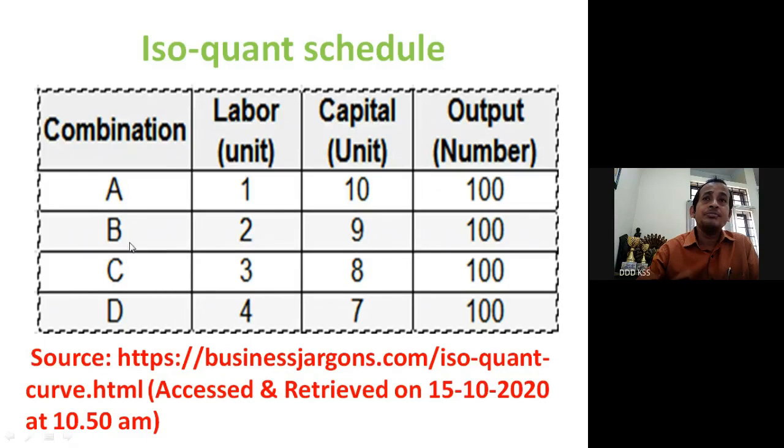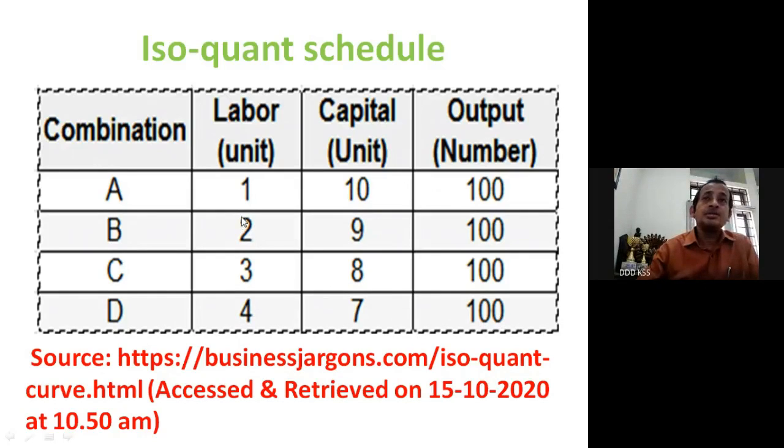Then in combination B, labor units are 2 and capital units are 9. With this combination also, output can be 100 units. Then combination C, 3 units of labor, 8 units of capital, and the total output is 100 units. Then combination D, 4 units of labor and 7 units of capital. Total output will be 100 units.